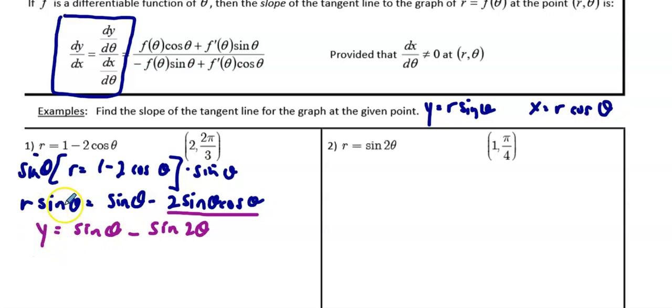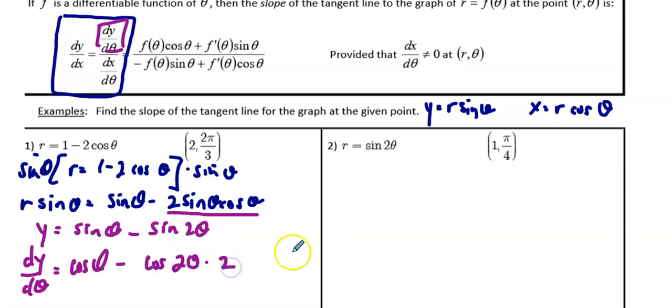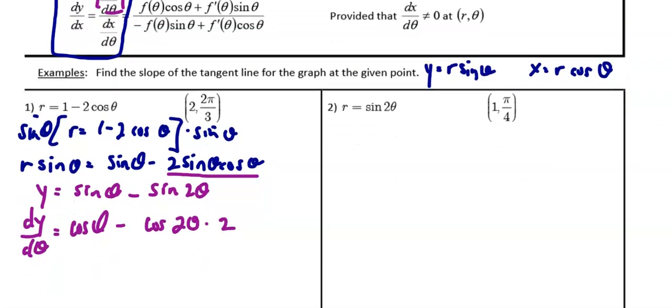If I take the derivative with respect to theta, I'm trying to find dy d theta. So this is the first part that we're going to do. The derivative of y, dy d theta, is the derivative of sine of theta, which is cosine of theta, minus the derivative of sine of 2 theta, which is cosine of 2 theta times 2. And all I really want, guys, is the value of this.